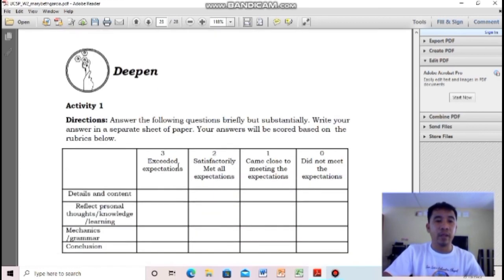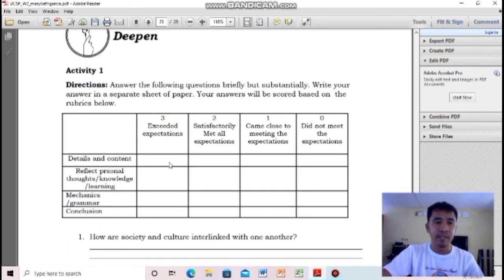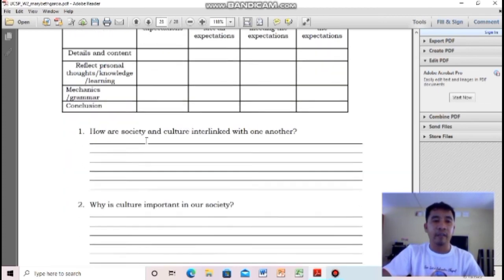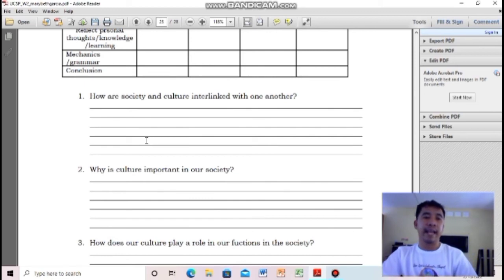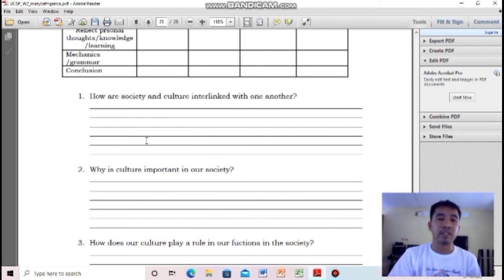Okay. Next will be activity 1. You are going to answer the following questions briefly but substantially. Short but concise lang ha. Write your answer in a separate sheet of paper. Your answers will be scored based on the rubrics below. So this is the rubrics ha. Ang questions ano ni, how are society and culture interlinked with one another? Ano ang connection, no? Ang interrelationships ang kultura kag society.